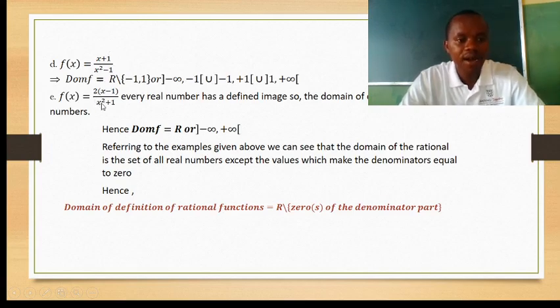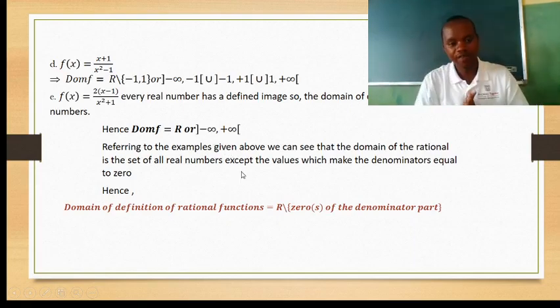For E, every real number has a defined image. It means that no real number can be assigned to x so that it cannot have the image. All real numbers replaced by x will have the image. So the domain of definition in this case will be the set of all real numbers, or in interval form from minus infinity up to positive infinity.